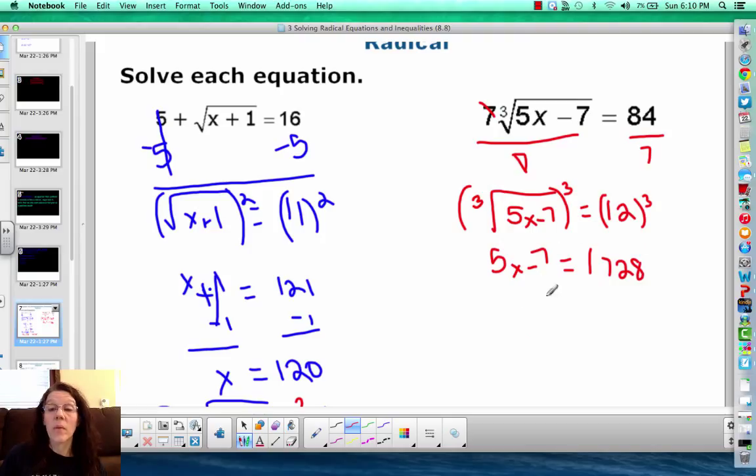Now this is a problem like we would have in algebra. We need to take this 7 and move it to the other side. We do that by adding 7 to both sides. So we get 5x equals 1,735.